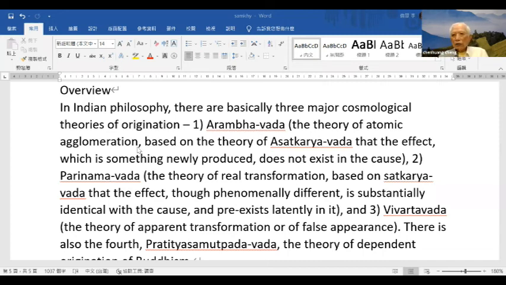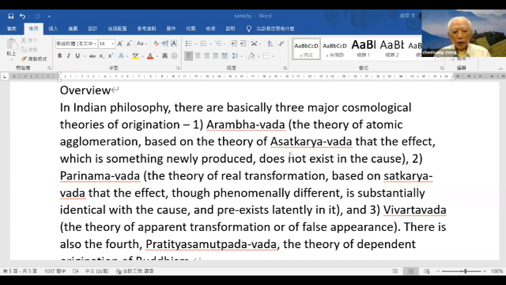As in modern physics or chemistry, we have 109 elements. We can divide all matter into atoms, and then into particles, and then we have the so-called quantum theory, and so on. This is a kind of Arambhavada. Arambha means accumulation. It is the atomic agglomeration.